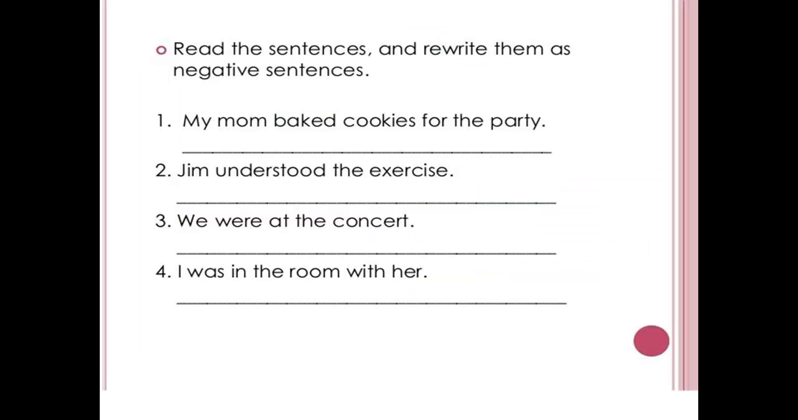Read the sentences and rewrite them as negative sentences, and don't forget to put verb 1 or base verb after did not or didn't.